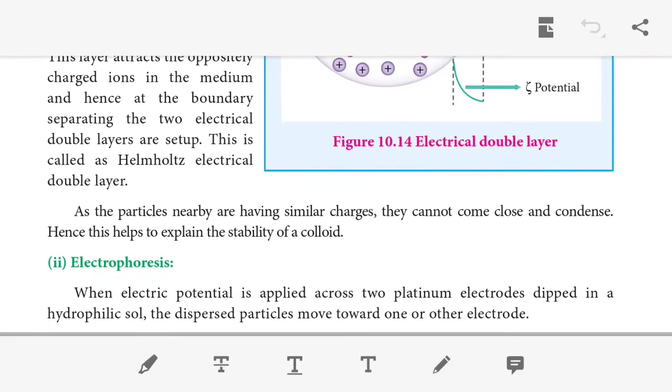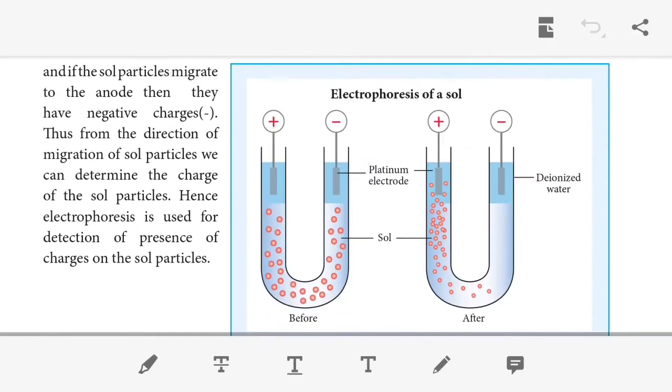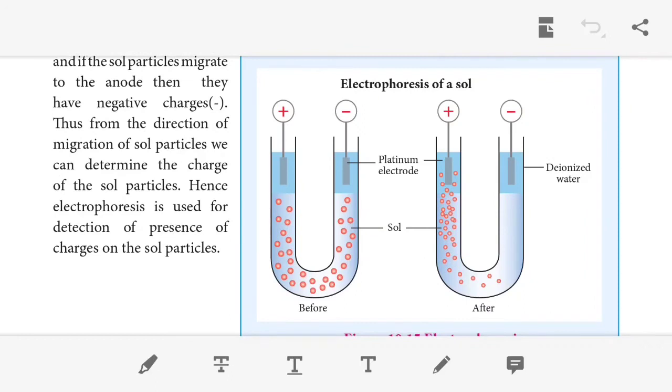The next one is electrophoresis. Electrophoresis means the migration of sol particles under the influence of an electric field. Here is a diagram of electrophoresis. First, an electric potential is applied across two platinum electrodes dipped in a hydrophilic sol. Hydrophilic means water-loving substance. The dispersed particles move toward one or the other end.